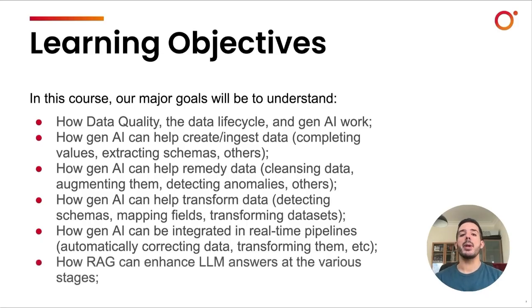Or, for example, how to use RAG, or Retrieval Augmented Generation, which can enhance LLM answers at the various stages. That is, if you have documentation that provides more context for a specific dataset, then you can use that to increase the quality of the remediation or annotation efforts for that dataset. For example, if you're trying to annotate additional data or increase the quality of data for specific transactions, if you have documentation about those transactions that provides more context, then you can use those in RAG so that the answers are augmented and provide more accurate information.